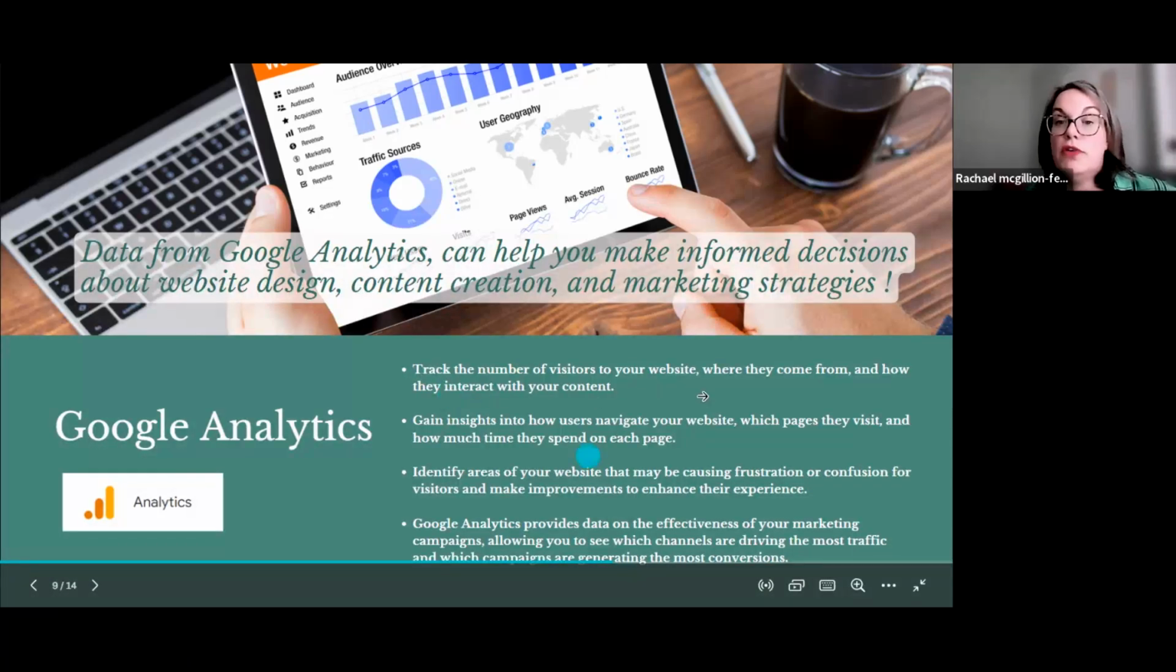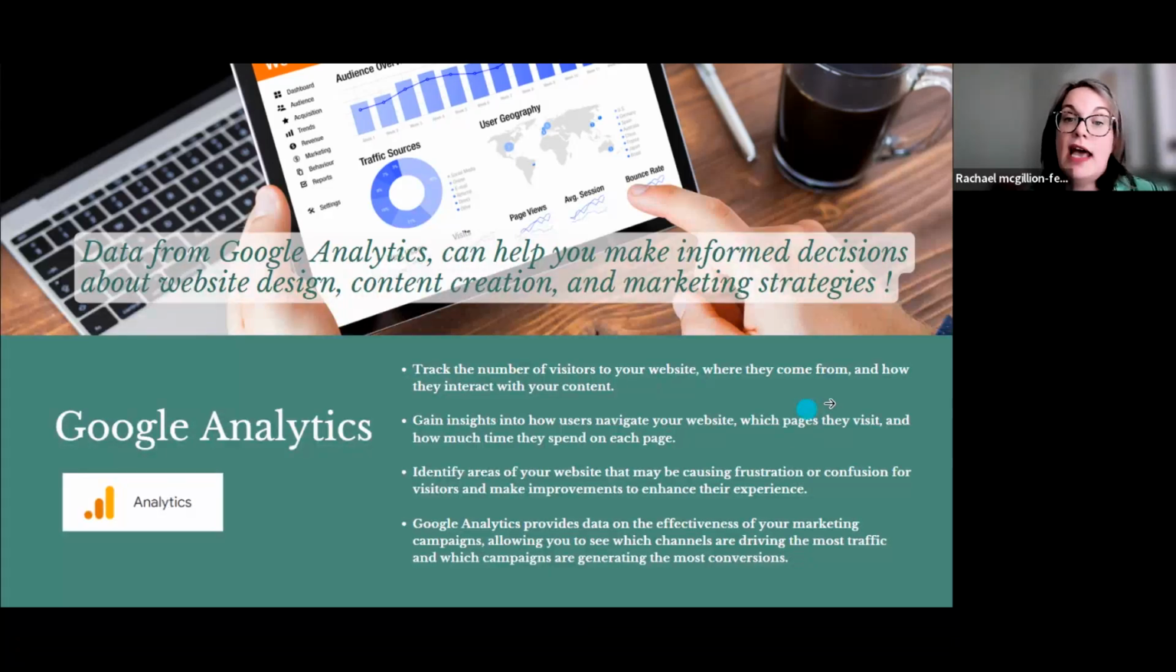You can track the number of visitors to your website, where they come from, how they interact with your content. You can gain insights into how users navigate your website. So, for example, if we go back to the Easter offer example, let's think about a flow chart. If you had an Easter offer on your Google business profile, which then links through to your website, you would be able to track that performance.